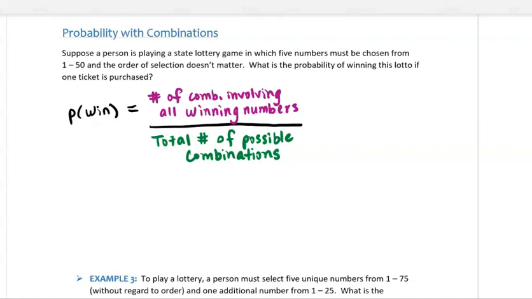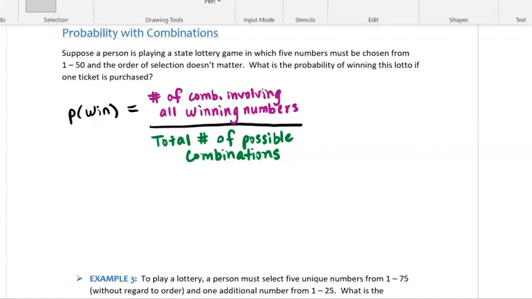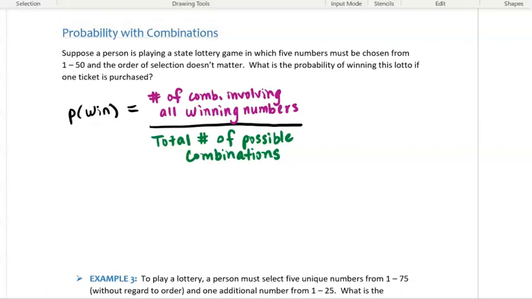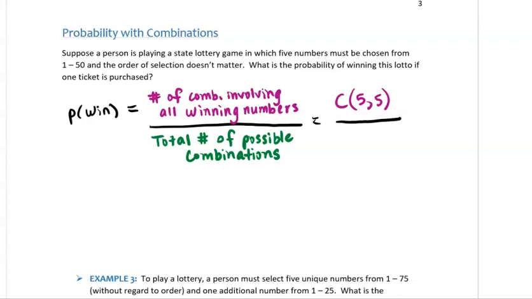In the numerator, there's only going to be one way to select all 5 winning numbers, and that's to have the ticket with all 5 of those numbers. So in the numerator, we would look at the number of combinations of 5 winning numbers, and we want to select all 5. In the denominator, we will look at the number of combinations of 5 numbers chosen from a group of 50. So this is the number of possible combinations altogether.